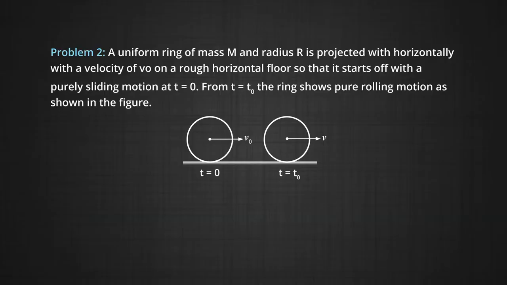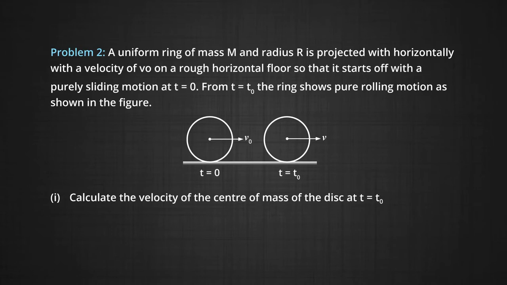Let's do another problem where both translatory and rotational motion are involved. A uniform ring of mass m and radius r is projected horizontally with a certain velocity v naught on a rough horizontal floor so that it starts off with pure sliding motion at t equal to 0. Then from t equal to t naught, the ring shows pure rolling motion as shown in the figure.